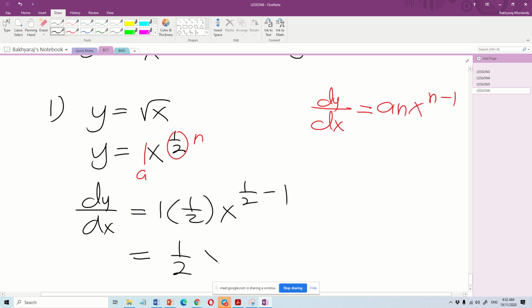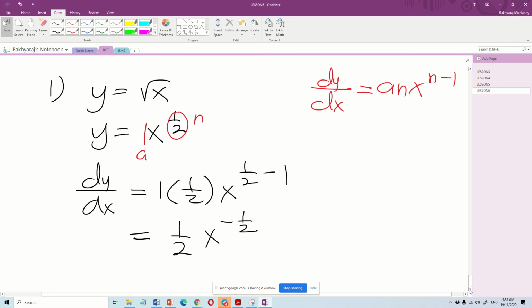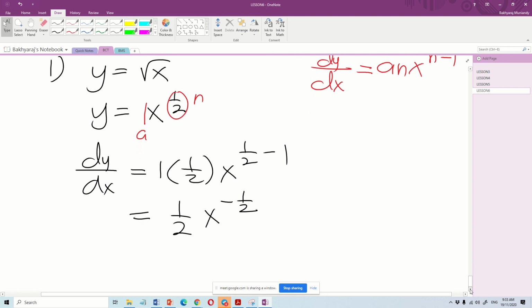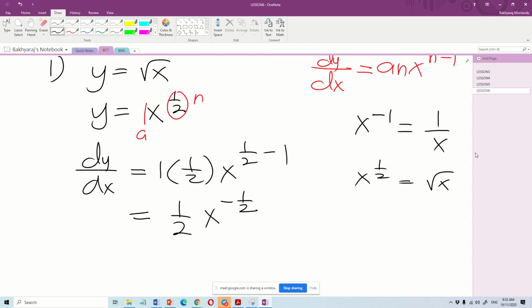Ya, correct. Ini akan jadi negative 1/2 kan? Betul? Okay, kalau negative maksudnya apa? Dia dekat bawah. Very good. Okay, betul. Kalau negative maksudnya ialah dekat bawah. Remember x power of negative 1 maksudnya ialah 1/x. Okay, 1/2 ialah square root x. Ini yang kita kena ingat lah.